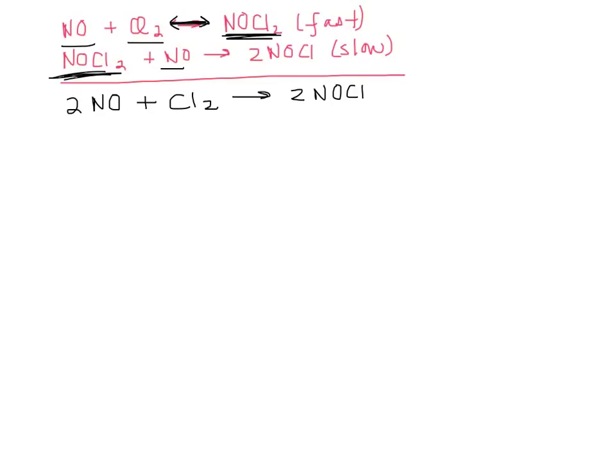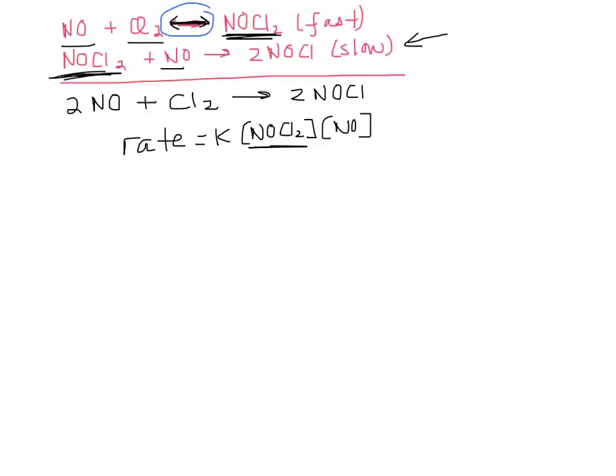So the first thing I do is I look at my slow step, and I go to write my rate law. So rate is k times NOCl2 times NO. Which you'd be like, woohoo, I'm all done. Except you can't do this. This is cheating. You cannot have an intermediate in your rate law. So what you have to do is get rid of it. Well, what you're going to need to get rid of it is an equilibrium reaction.